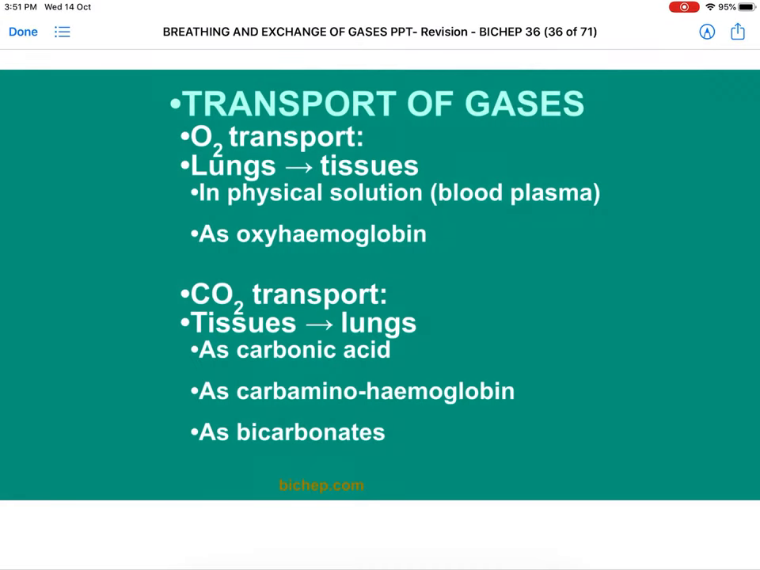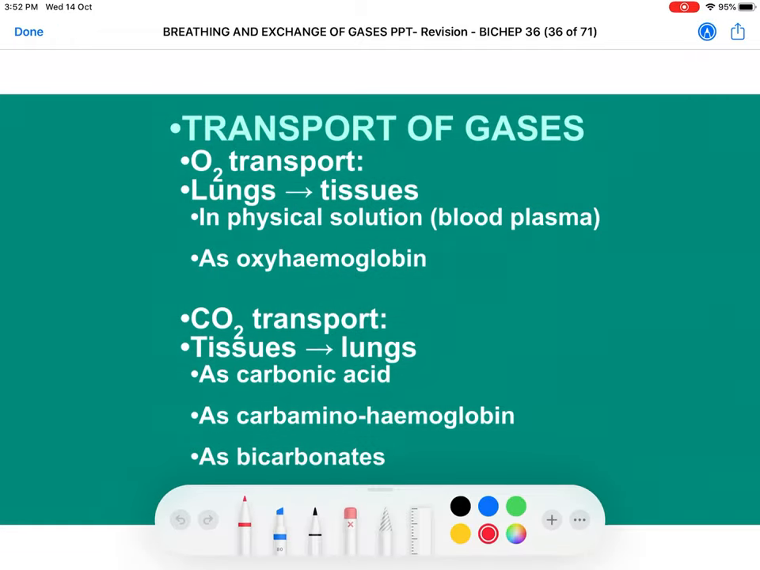Hello friends, so till now we have gone through the transportation of gases. In the last lecture we discussed various factors which affect the rate of transport of gases, and in this lecture we are going to see the transportation of gases, that is oxygen and carbon dioxide transport, individually. First we are about to see the transportation of oxygen, and then we are going to see transportation of carbon dioxide.